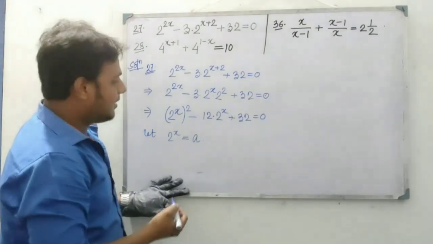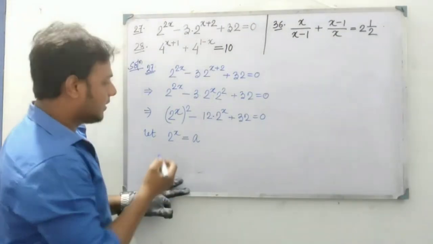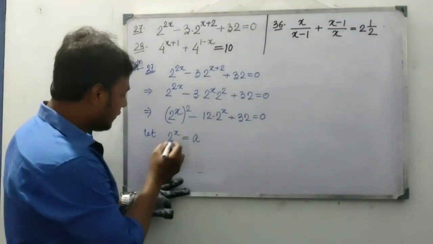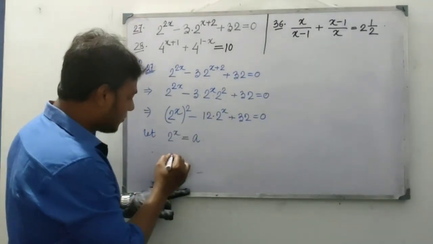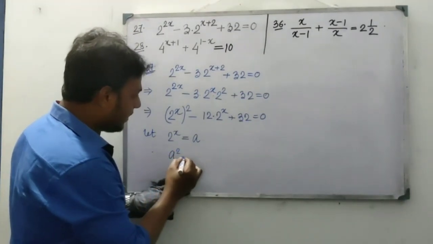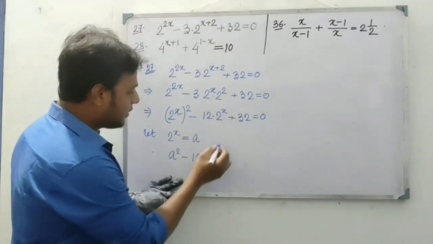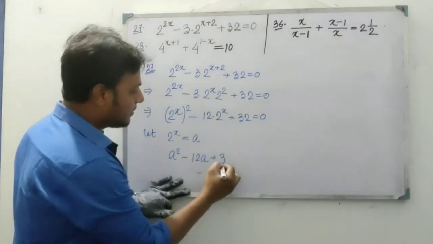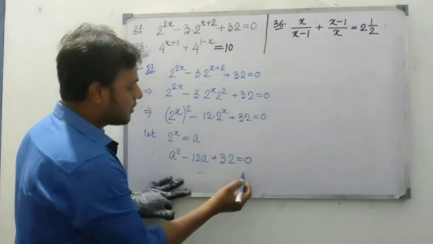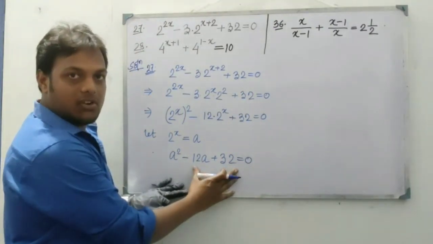Then you could understand that this is the quadratic equation. If in the place of 2 to the power x you write a, it will be a square minus 12a plus 32. Now see, this is the quadratic equation of a. This is the quadratic equation of a.